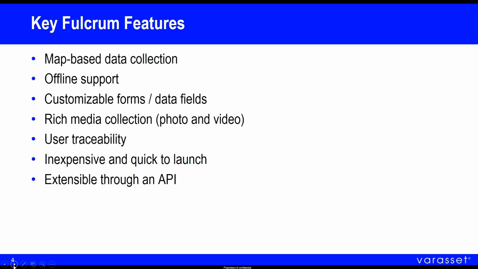It has really good user traceability. You can access the metadata just from the front end and see exactly who's been using a record, who created it, who made updates, and it's all time stamped as well. It's an inexpensive app and it's quick to launch, basically meaning that if you did decide to pull the trigger on Fulcrum, you could quickly configure your app, launch it, and begin collecting data in a very short period of time. And it's also extensible through the API.